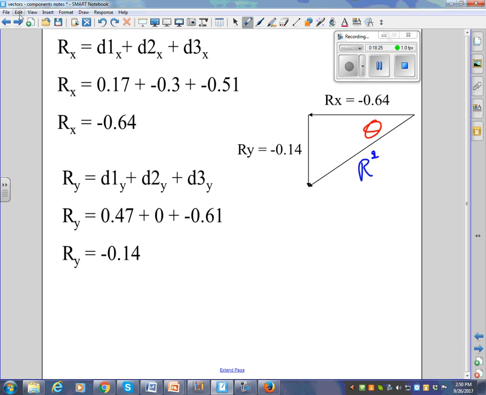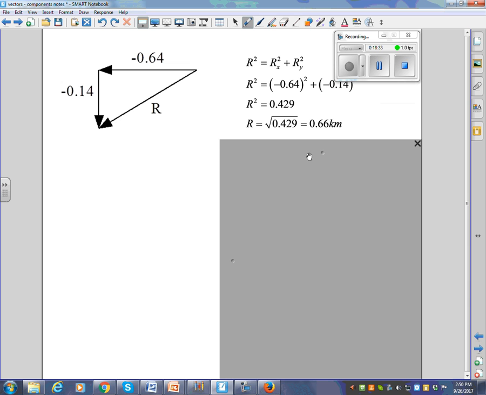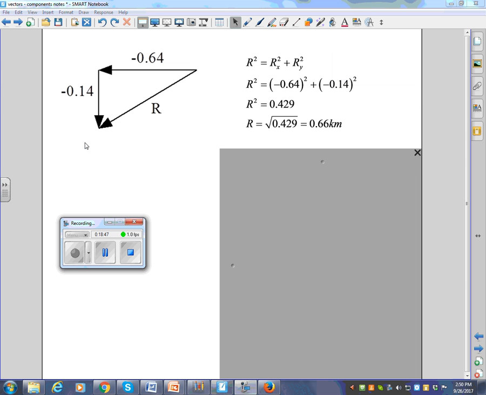All right, so there it is. You don't have to redraw it, obviously. That is way more work than you need to show, but some people like to see all the steps, so just for those people, I've shown it all. So R squared is Rx squared plus Ry squared. The Rx is the minus 0.64 squared. Does it have to be negative in there? It doesn't really matter, it's going to be positive, but just to be correct, you should include it. The Ry is the minus 0.14 squared, and you get 0.66 kilometers.